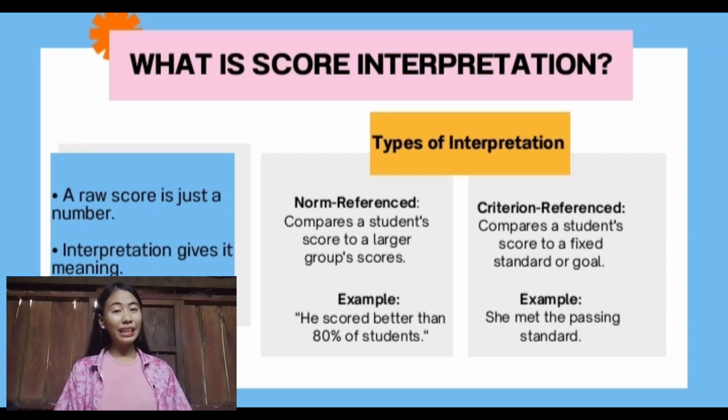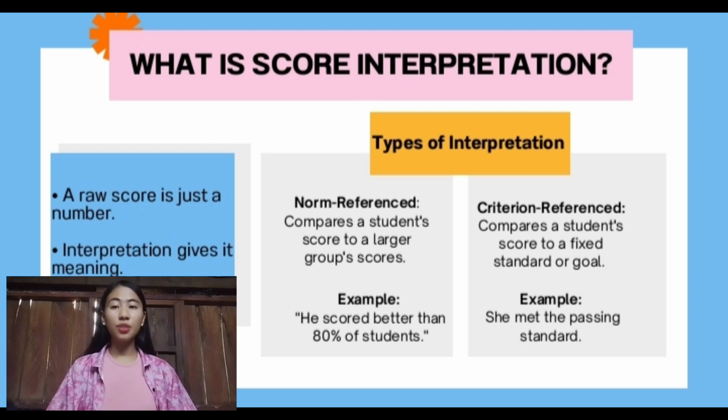Score interpretation is the process of analyzing and understanding the meaning of the numerical score. This can be done by comparing to a standard or criterion reference, or to the scores of a group of other scores, which is the norm reference. We all know that a raw score is just a number, but the interpretation gives it meaning. So we have the types of interpretation.